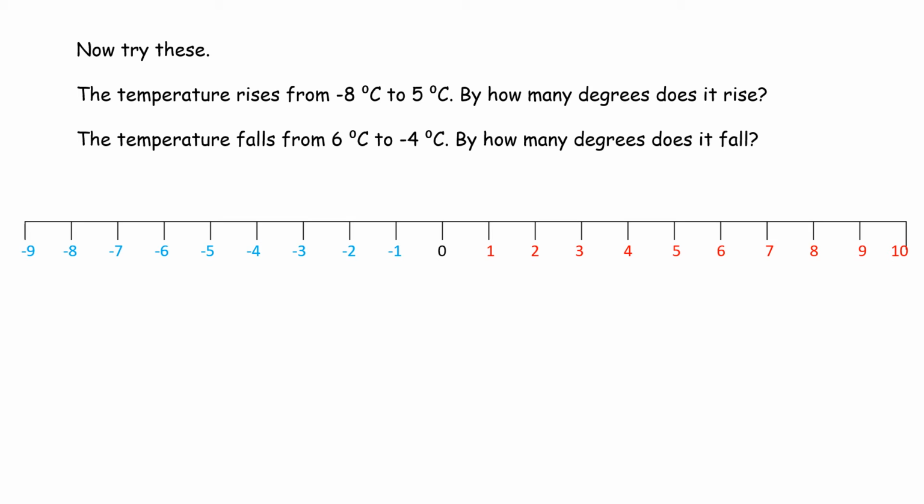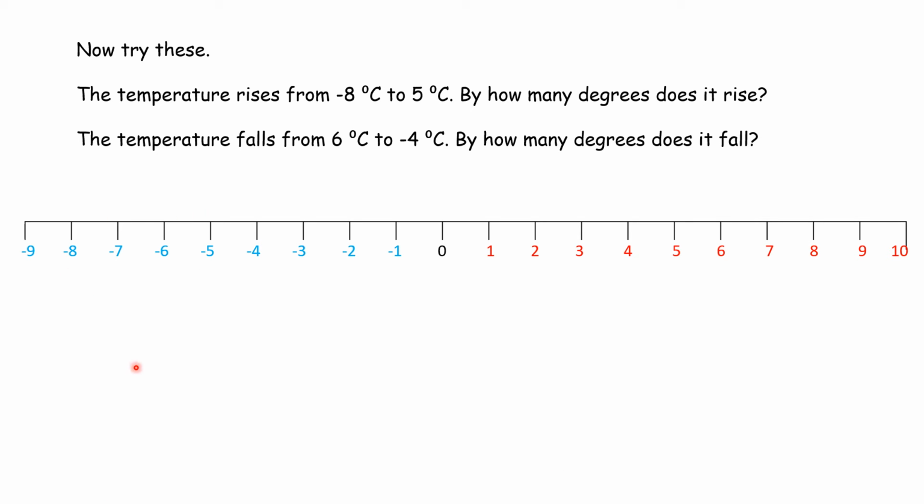The first one: the temperature rises from -8 degrees Celsius to 5 degrees Celsius. By how many degrees does it rise? So again, this is really thinking about difference. You start off thinking about -8, that's where the temperature was, and then maybe the next day the temperature has risen quite a lot and it's now 5 degrees Celsius. So you're finding out what's the difference between -8 degrees Celsius and 5 degrees Celsius. So again, you're counting steps.